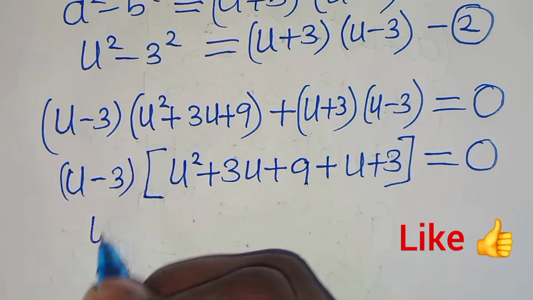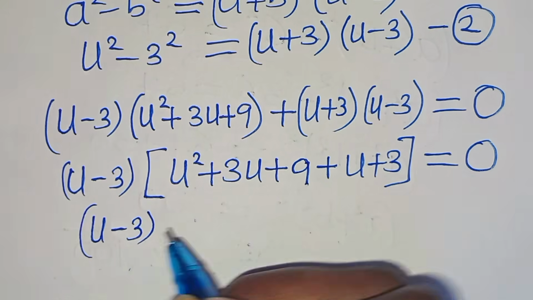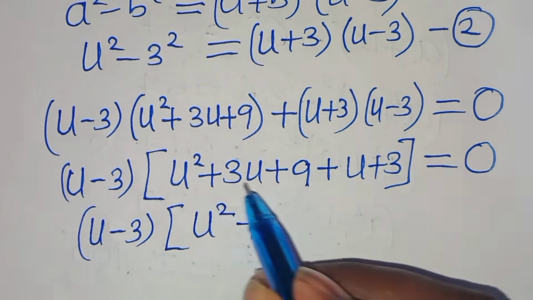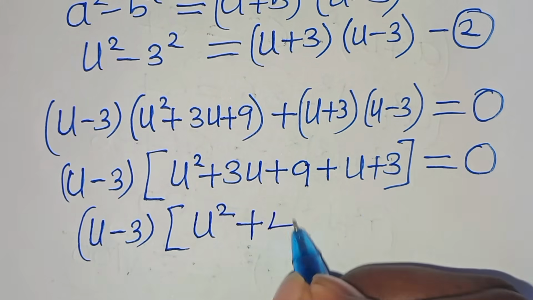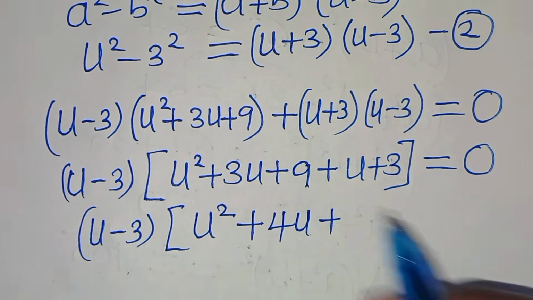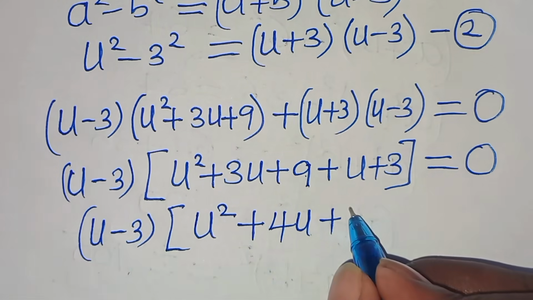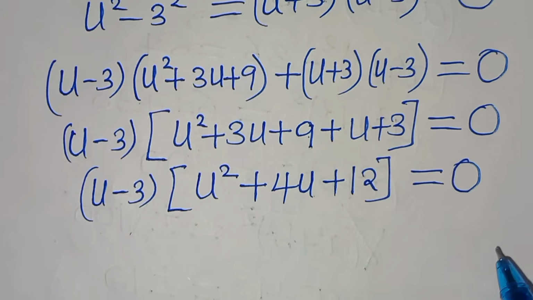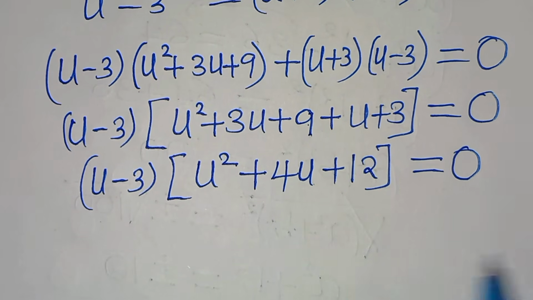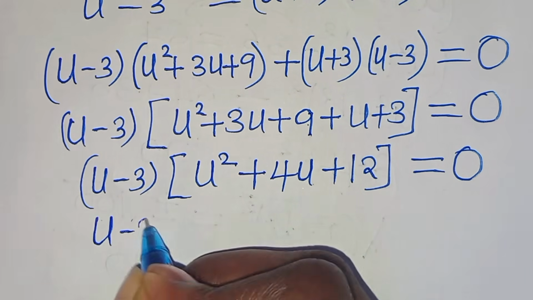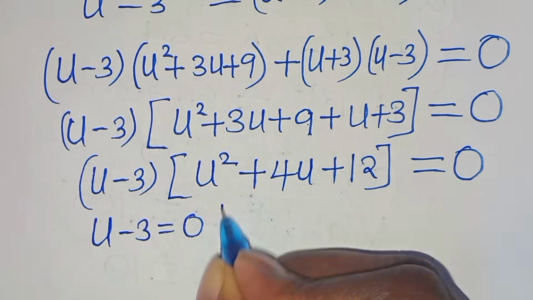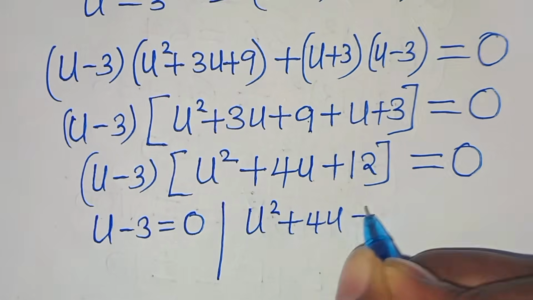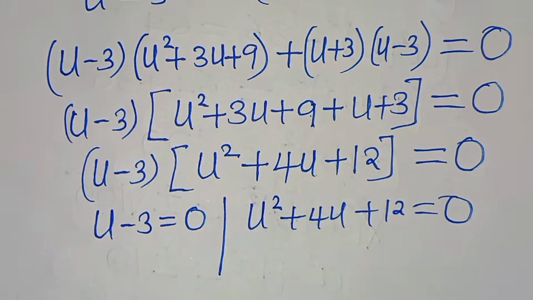So now we have (u - 3), then here we have u squared, then plus 3u plus u, this is 4u, then we have 9 plus 3, this is equal to 12, close the parentheses, this is equal to 0. So we have two parts here. The first part is u - 3 = 0. The second part is u² + 4u + 12 = 0.